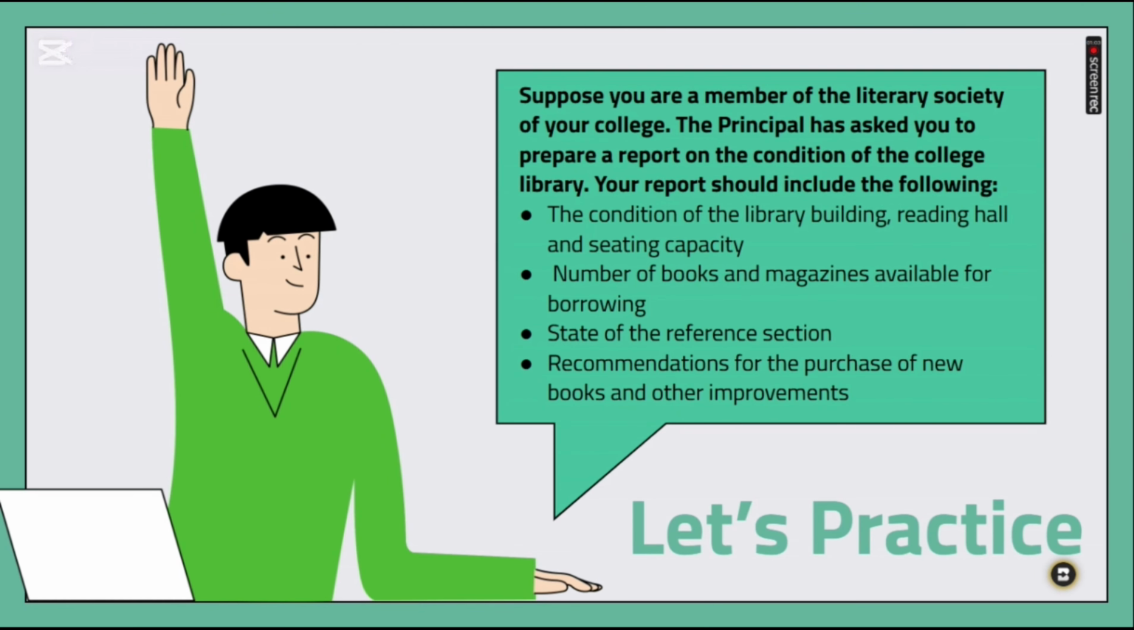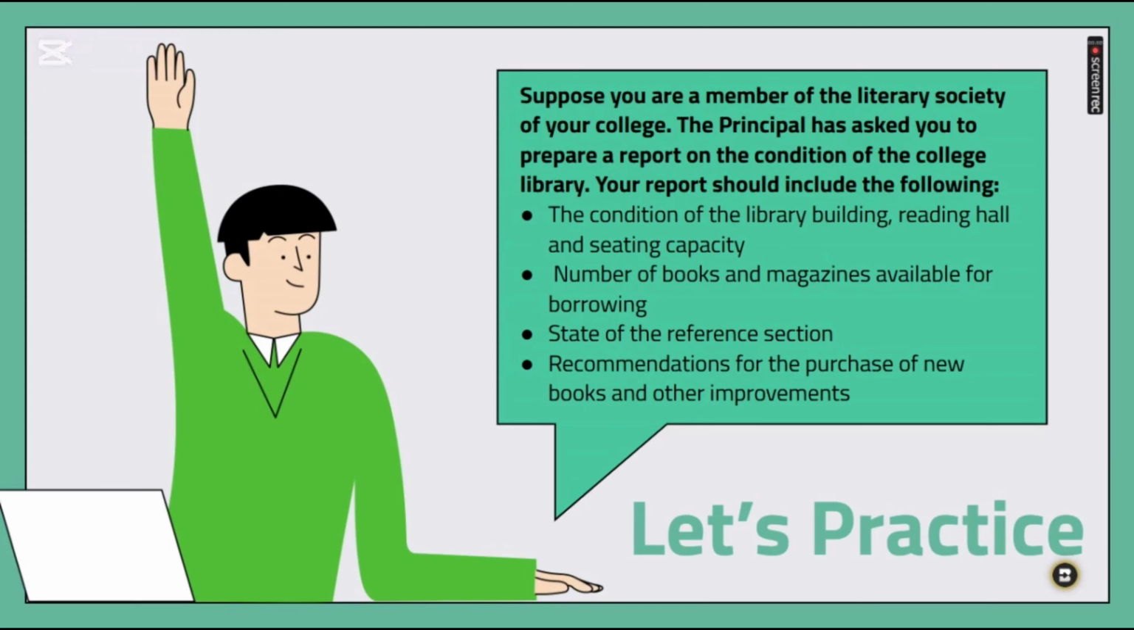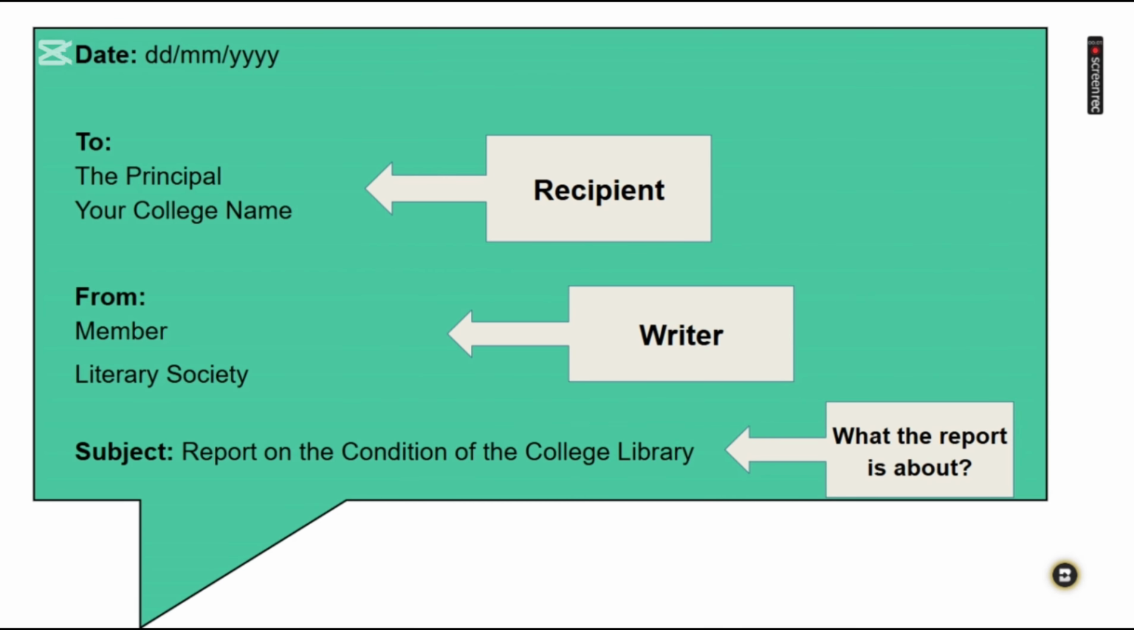Number 2, number of books and magazines available for borrowing. Number 3, state of the reference section. Number 4, recommendations for the purchase of new books and improvements. Let's start writing a report on this section.